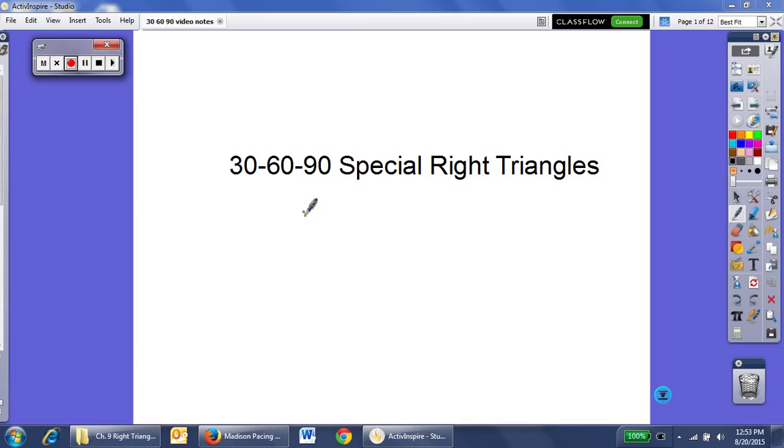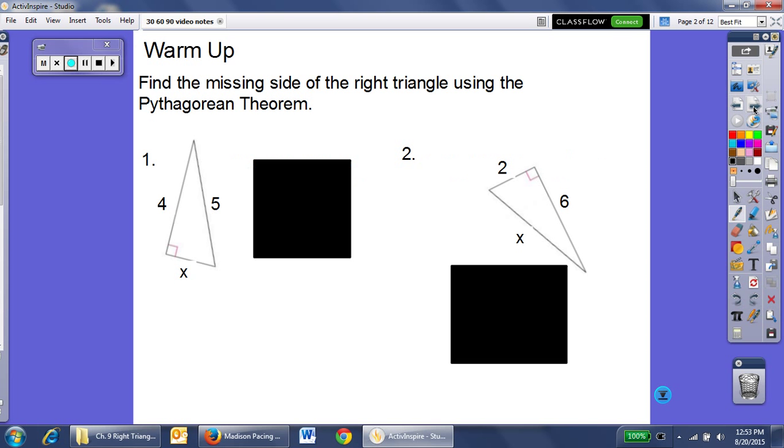Hello students. Today we're going to be learning about 30, 60, 90 special right triangles. Let's begin with this warm-up. Find the missing side of the right triangle using the Pythagorean theorem.